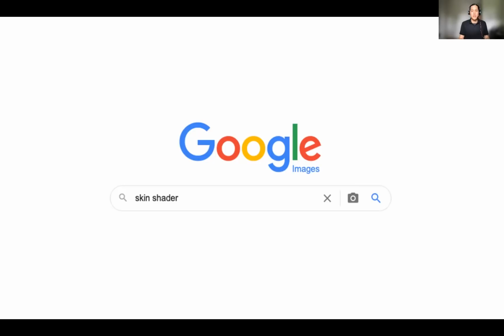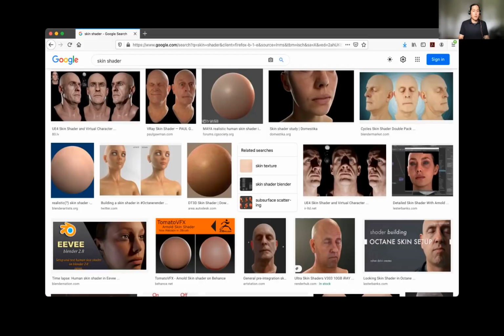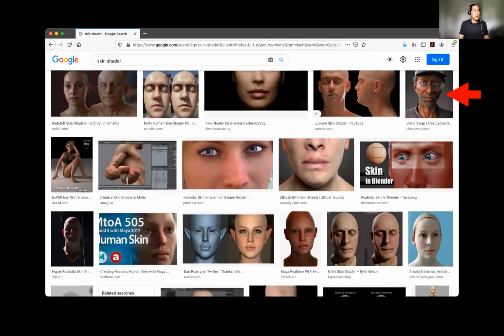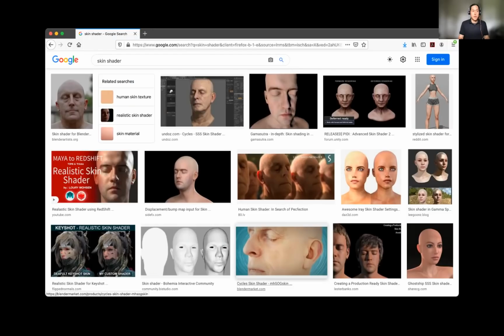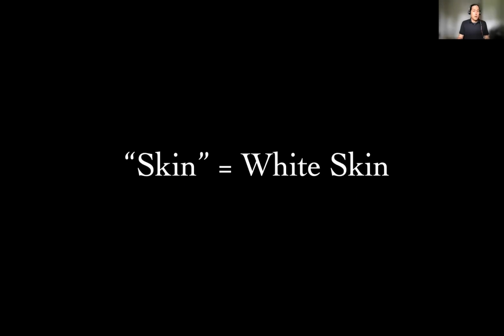Let's do a Google image search of skin shader. That is another way to measure in graphics when we say skin, what do we mean? Here is what you get when you Google image search skin shader. Again, all white. Here's the next page, all white. Here's the next page. Oh, hey, there's one black eye, so that's great. One black eye at least. And here's the next page. Oh, it's not a trend. And here's the next page. So once again, in graphics, when we talk about skin, we're talking about white skin. There was the one exception, but overwhelmingly, we're talking about white skin.